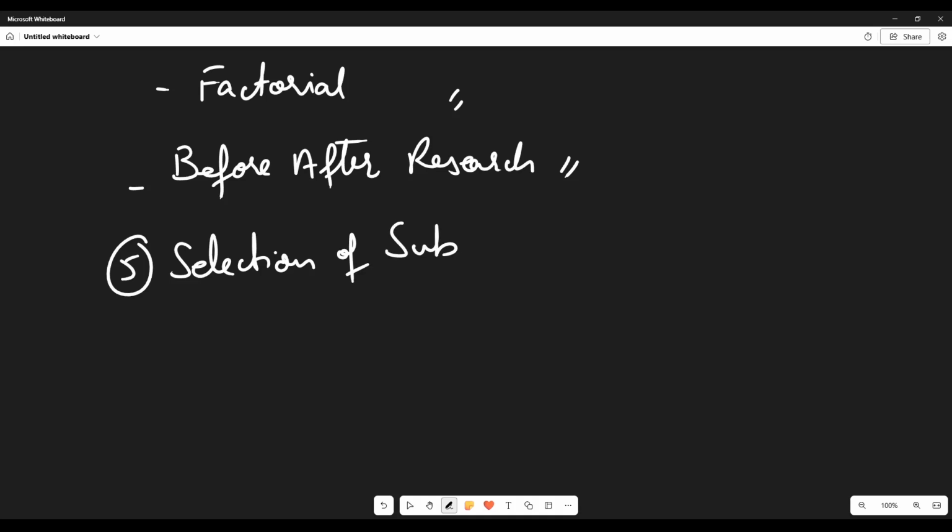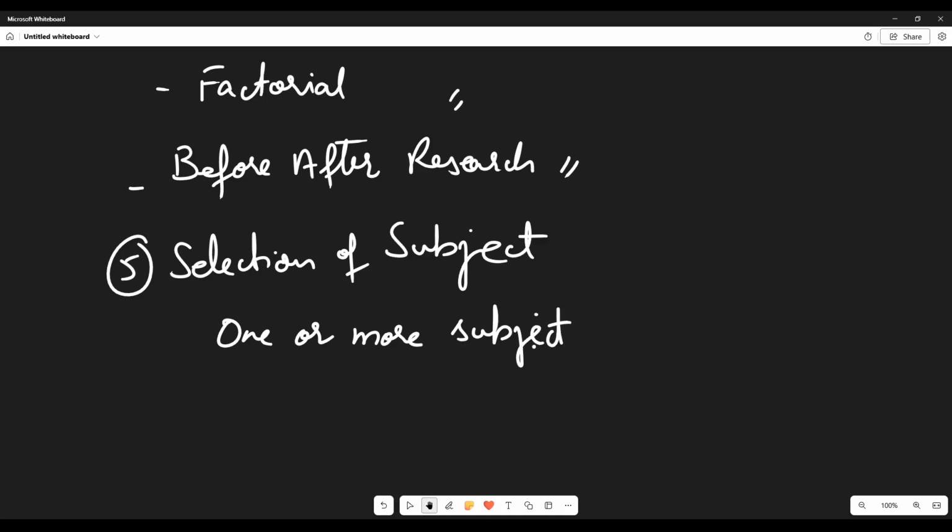Subject is any living organism on which the experiment is being conducted. In order to study independent variables and their effects, one or more subjects are selected according to the experimental design. At least one subject is mandatory to conduct an experiment. However, the number of subjects is determined by the nature of the experiment.